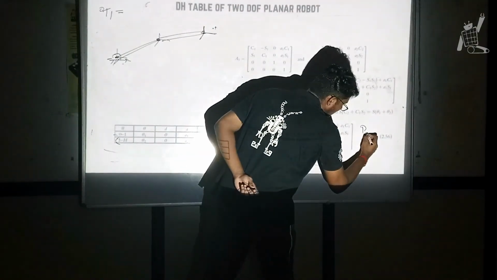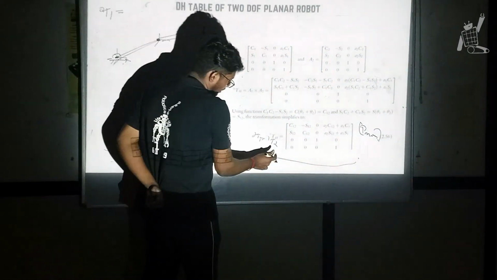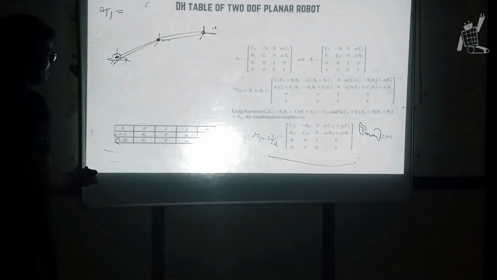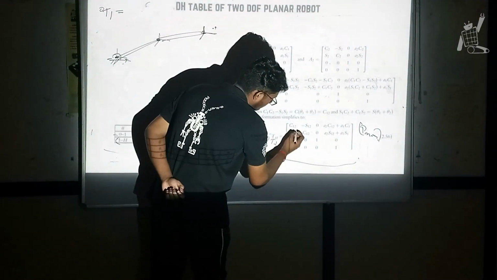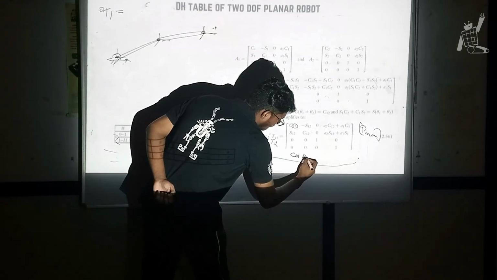So if I multiply that P with the smaller matrix, and I am providing, C12 is actually cos of theta 1 plus theta 2.